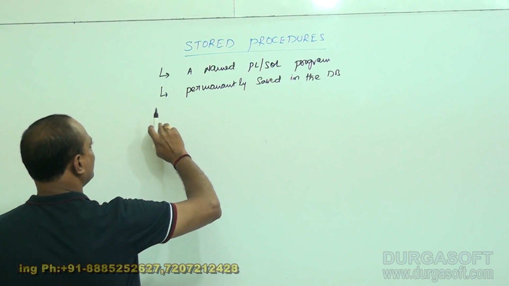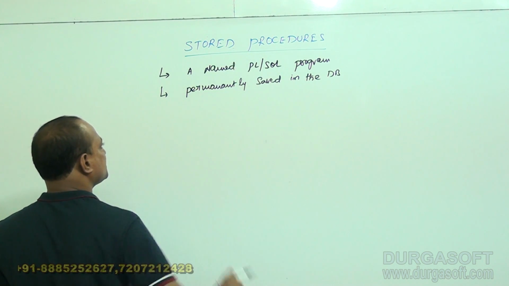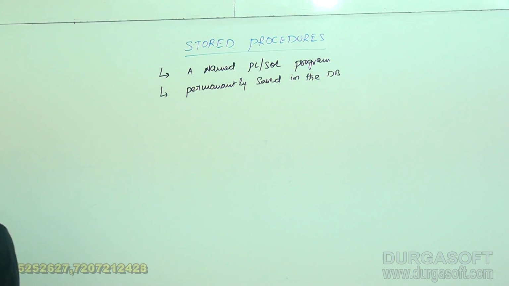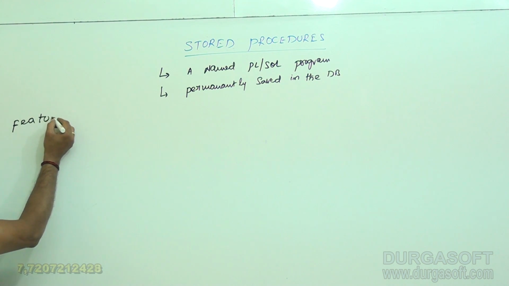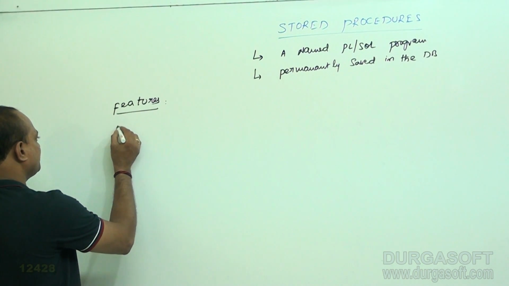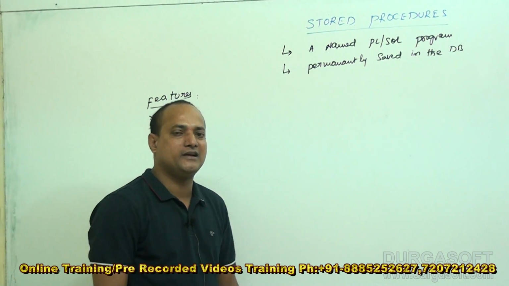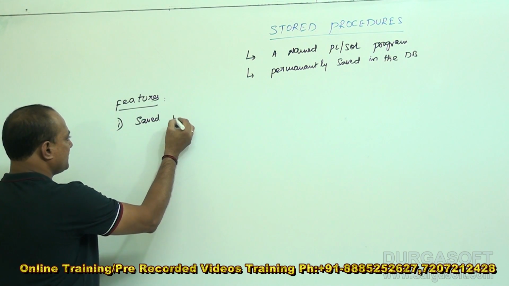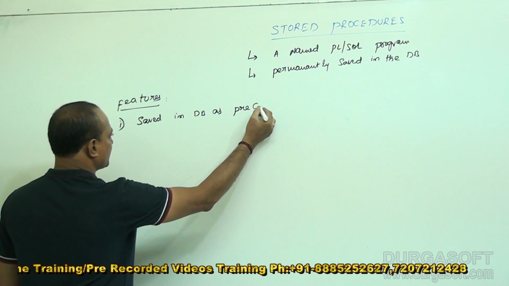Now, what are the features of a procedure? If I create a procedure, what is happening? A procedure has special features. Listen carefully: what are the properties or features of any procedure? First one, a procedure is saved as a precompiled object. It is saved in the database as a precompiled object.